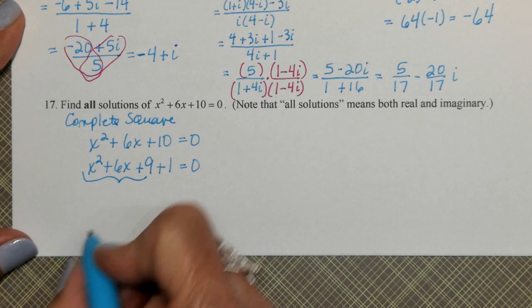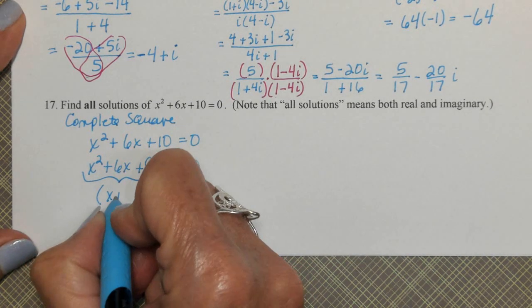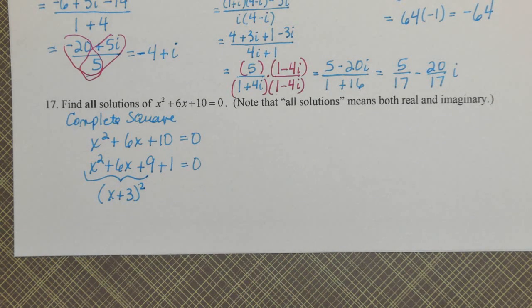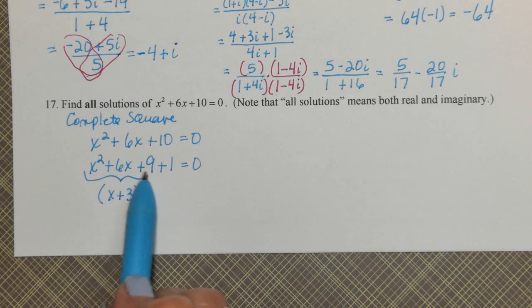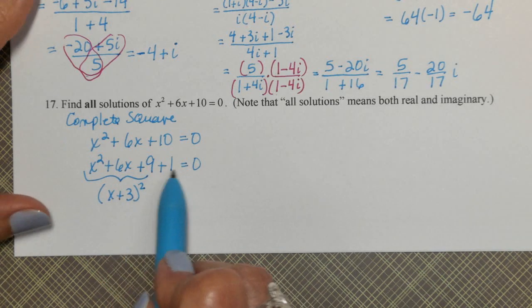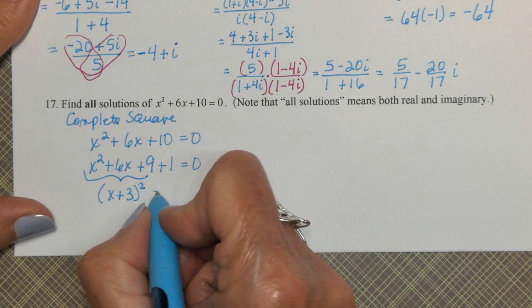Now factor that. It's easy to factor because we know what we did to get that 9. So this will always be half of this number. And then this plus 1, I'm just going to move to the other side.